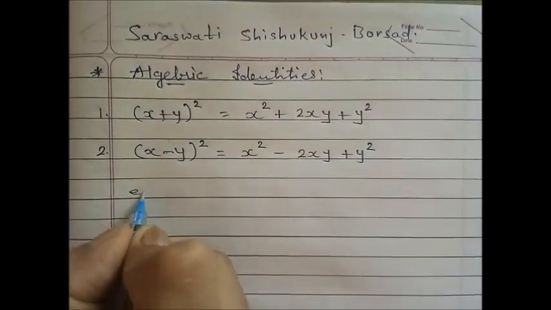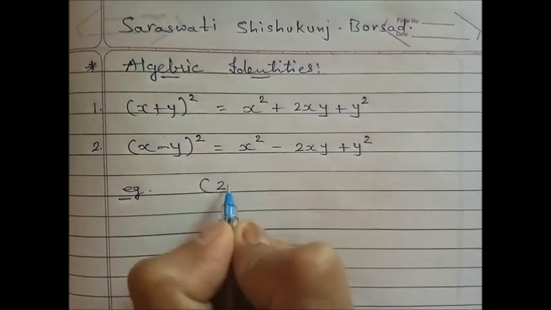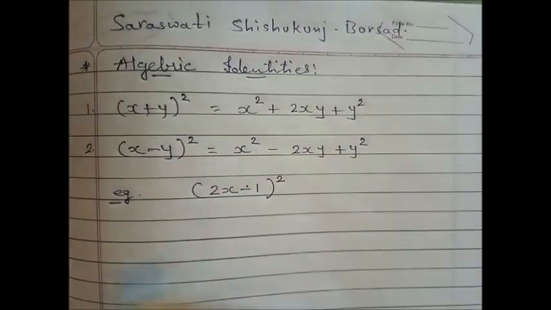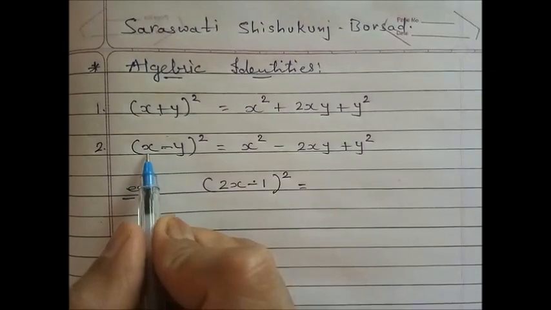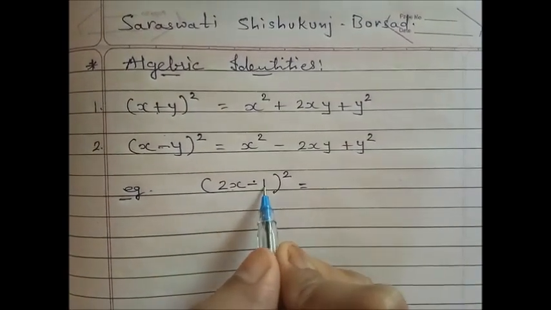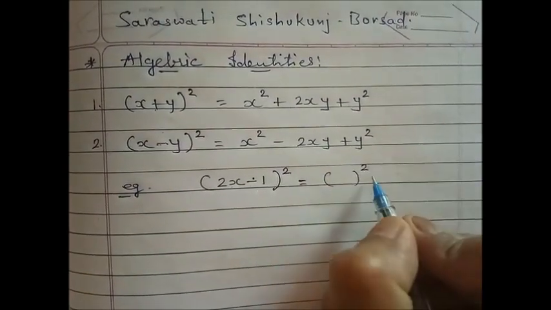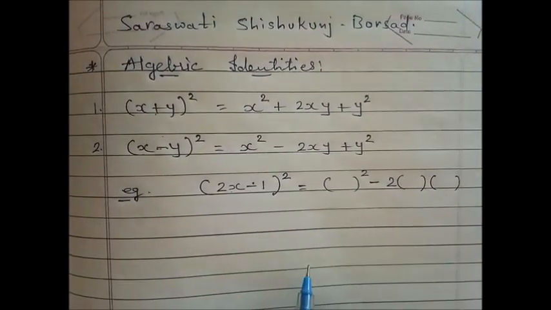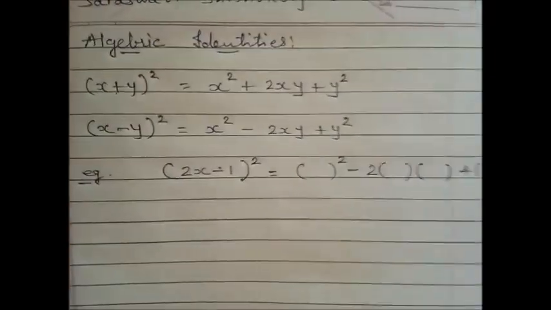Now let's take one example for both. 2x minus 1 whole square, right? Now according to the formula, see here it is x minus y whole square. Here we are having 2x minus 1 whole square. So square of first term minus 2 into first and second term, then plus square of second term, right?